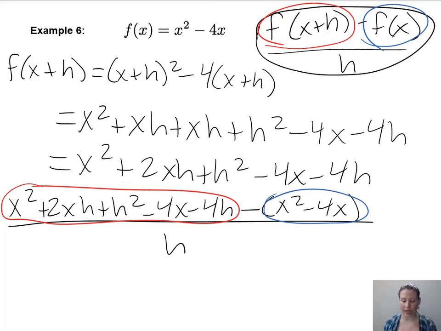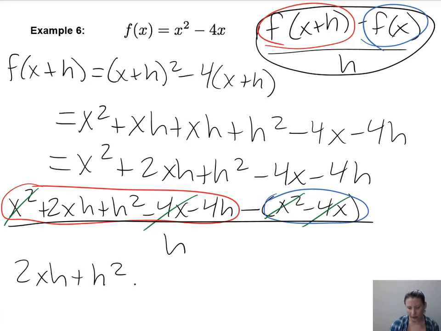So then let's look at what cancels out. We have a minus right here that we distribute. So this minus cancels out the x squareds, and it also cancels out the negative 4x's. So what do we have left? Okay, so we have 2xh plus h squared minus 4h. All of this is gone, so then it's all divided by h.